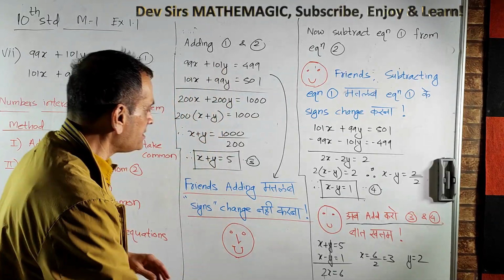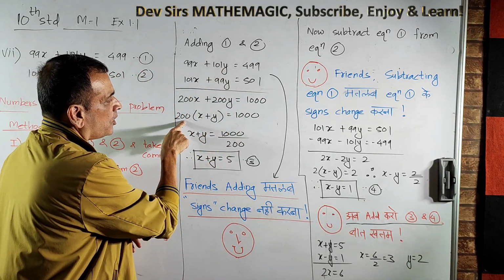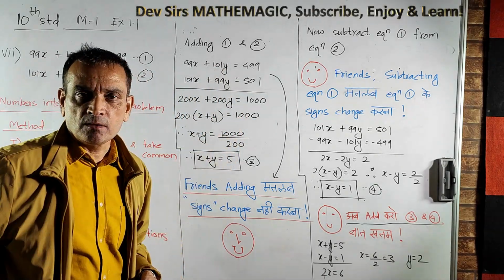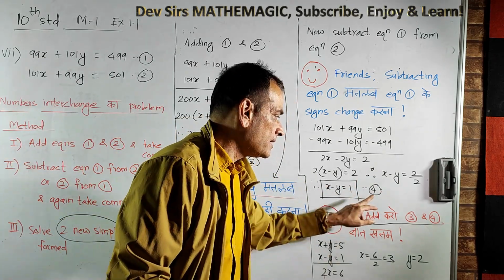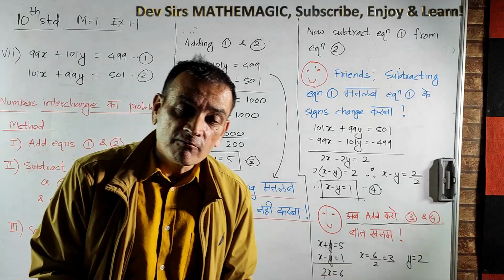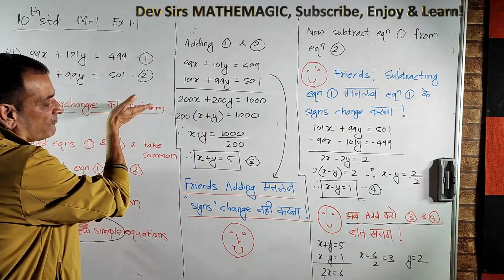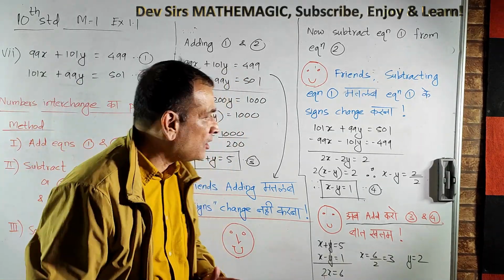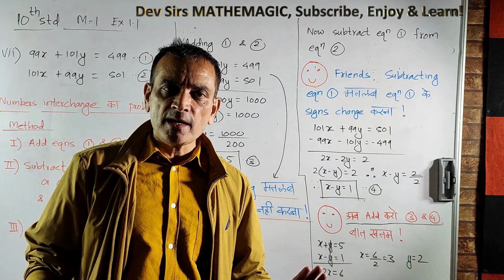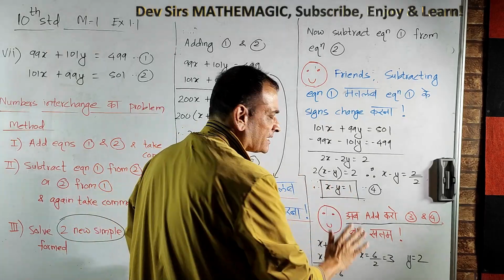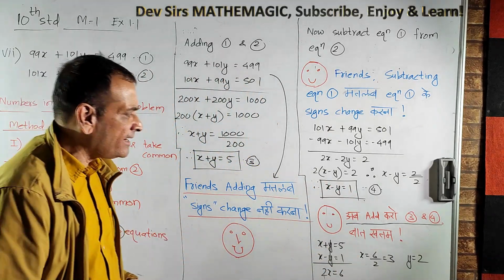In the earlier equation also, we had taken 200 common and 1000 upon 200. x minus y equal to 1 is equation 4. So how do you get equation 4? By subtracting one equation from the other. How do you get equation 3? By adding both the equations. Understood? Now equations 3 and 4 have become very simple, so the smileys are back.